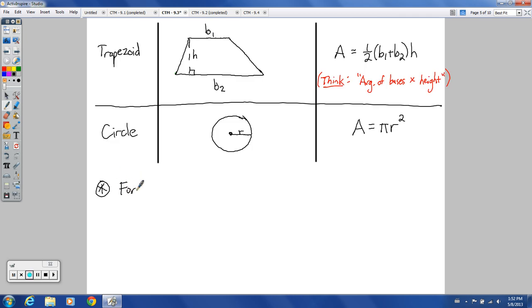But for a circle, the perimeter of a circle has a special name. So for a circle, its perimeter, remember what it's called? Starts with a C. You say circumference, you got it. Its perimeter is called circumference.